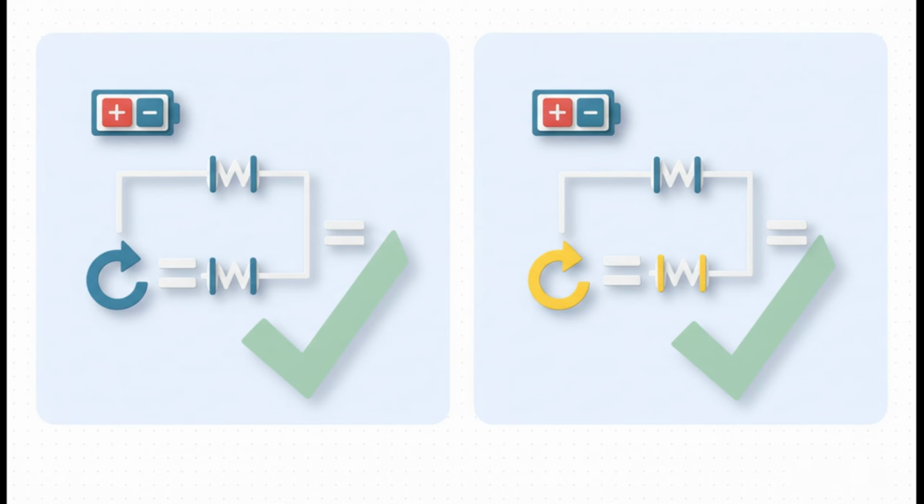Check. Now for loop 2 through R2. We have about 3.33 amps times 3 ohms. And what do you know? That's pretty much exactly 10 volts too. Another perfect match. Since both loops check out, KVL is satisfied. Our calculations are correct. We can be confident in our answer.